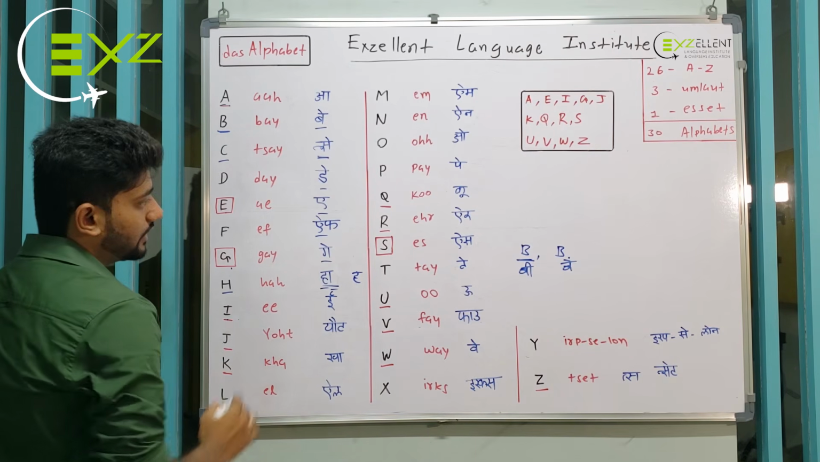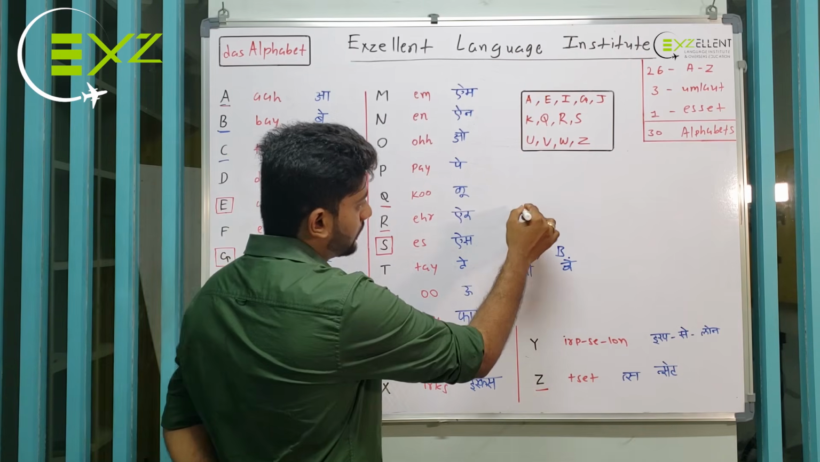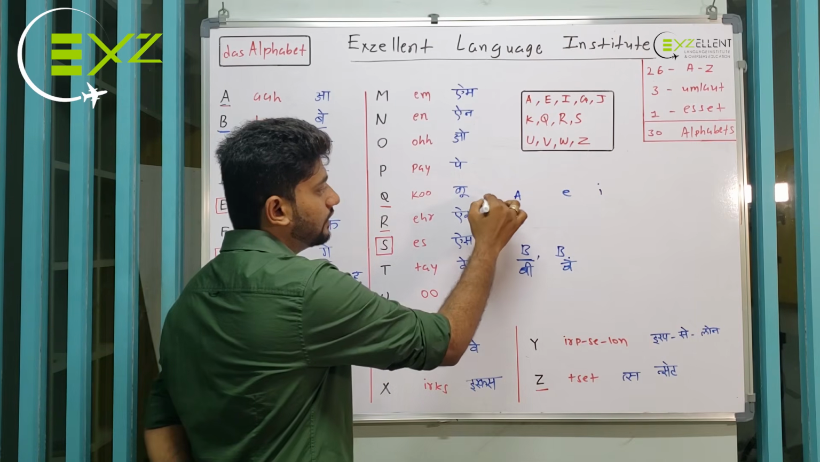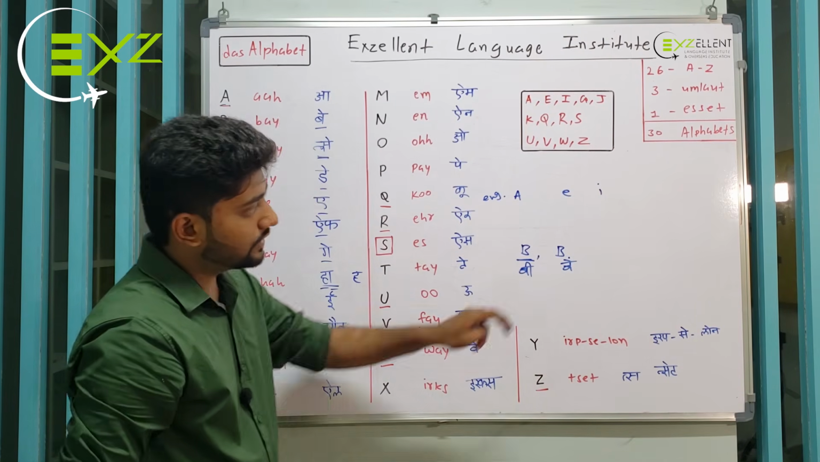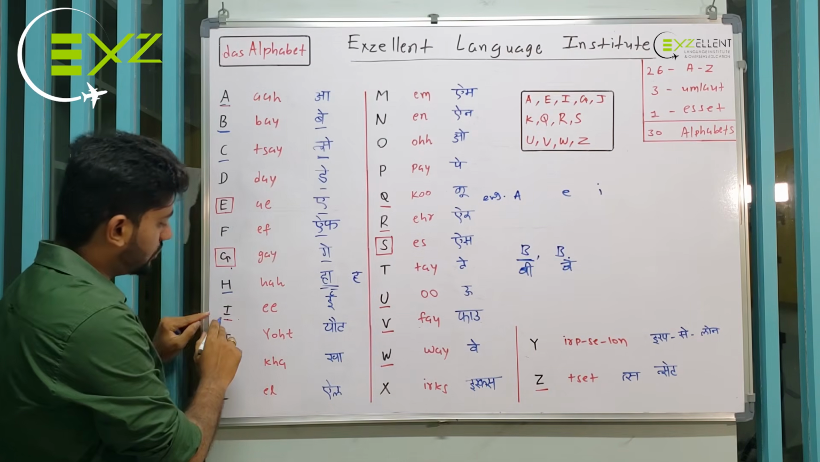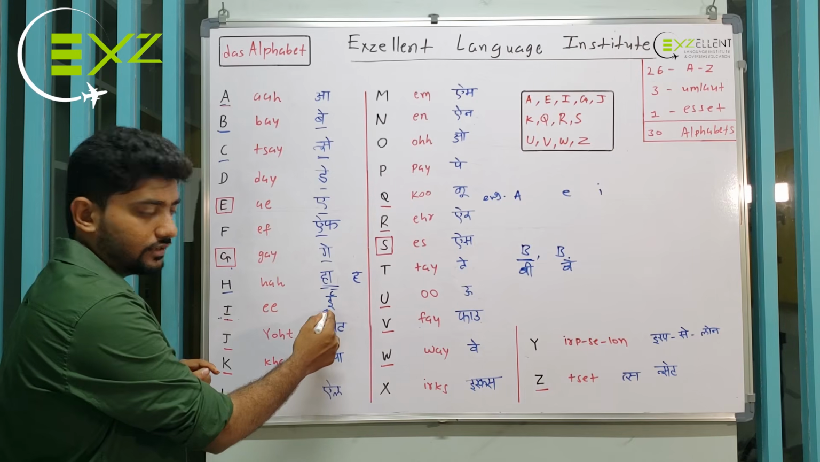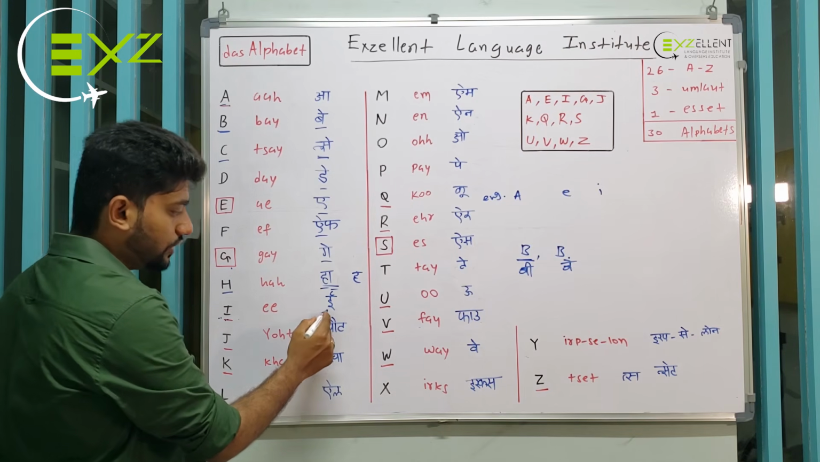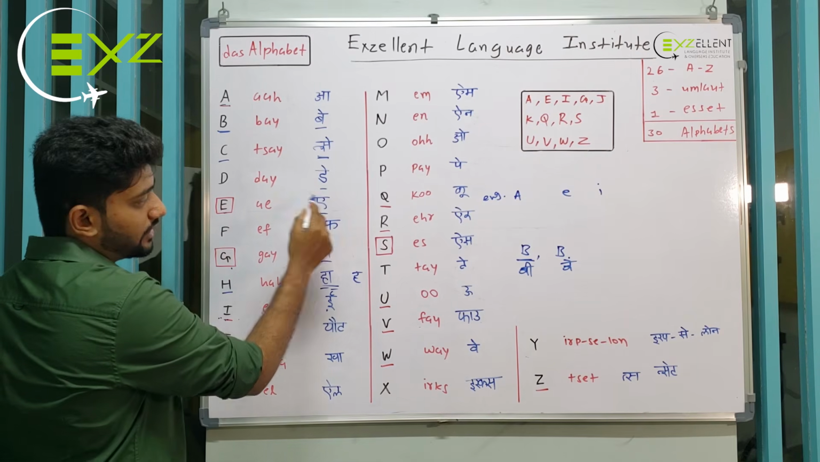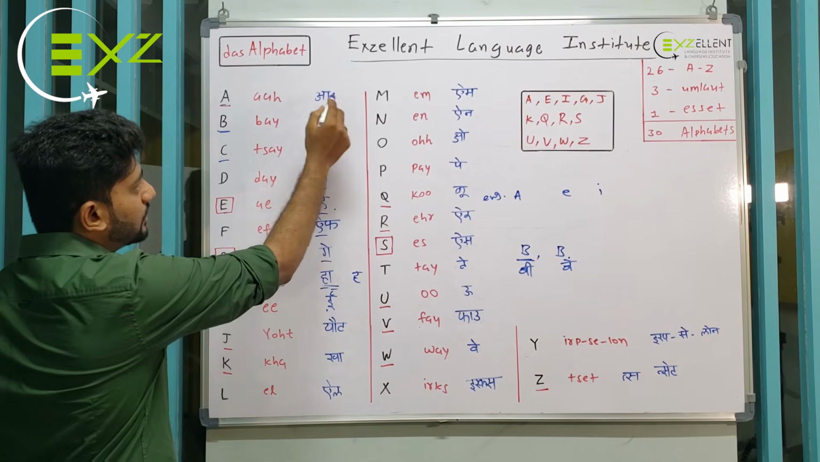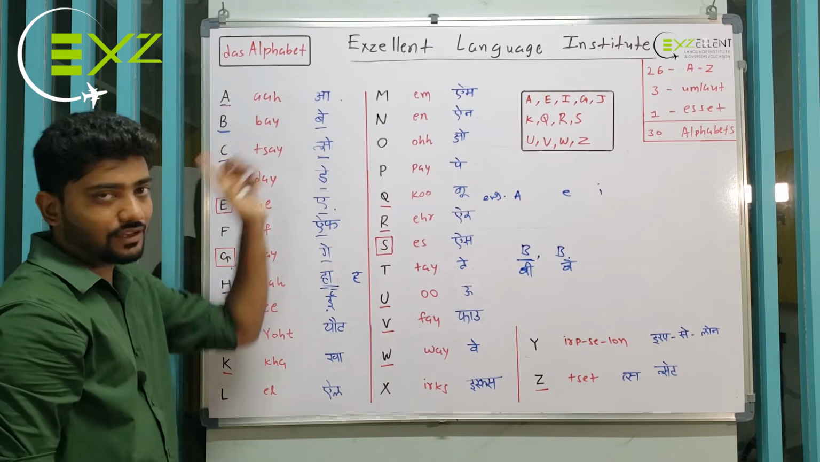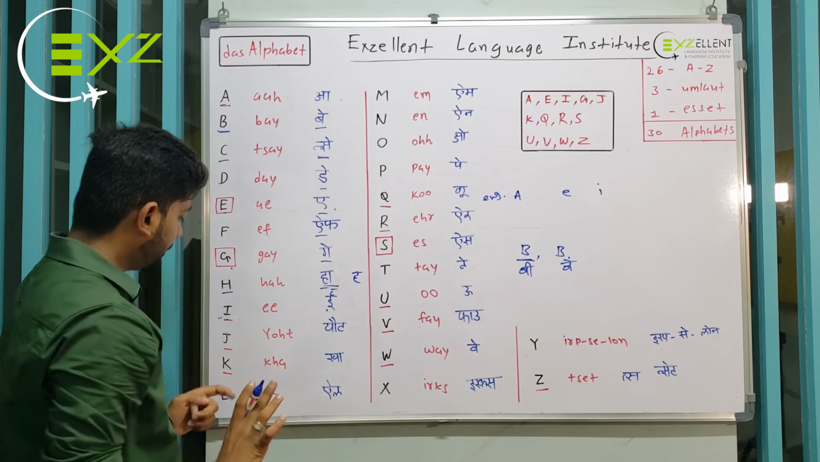Now I is becoming E. Now we have A, E and I in English. This English I is becoming English E in German language as identity. This English E is becoming English A, and English A is becoming English A. So I is becoming E, E is A, and A is A. So keep that in mind.